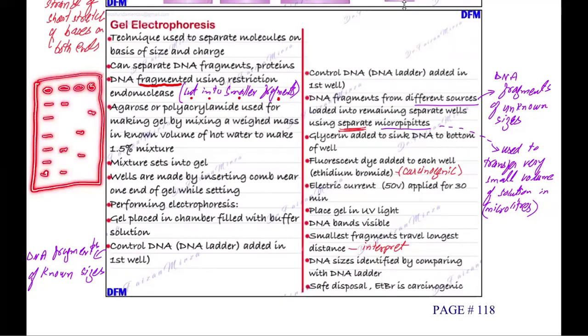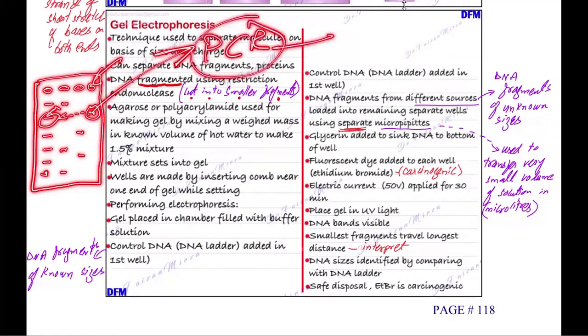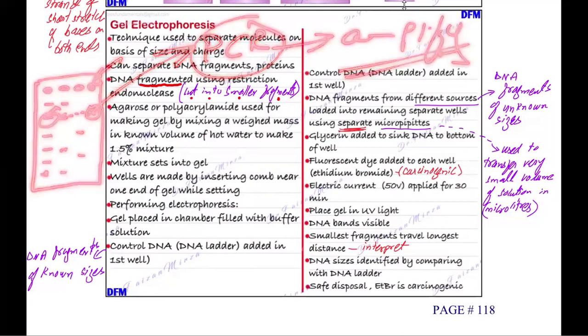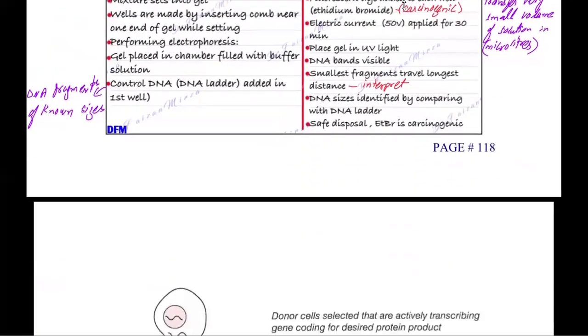So every fragment basically tells me that, for example, this particular well actually had a fragment of DNA that had a size equal to the one which was present in the DNA ladder. So this is how we identify the DNA fragments. And once the DNA fragment has been identified, I can place this DNA fragment into a PCR machine and amplify it, make a large quantity of this before placing it inside the host cell. So this is how this is done.